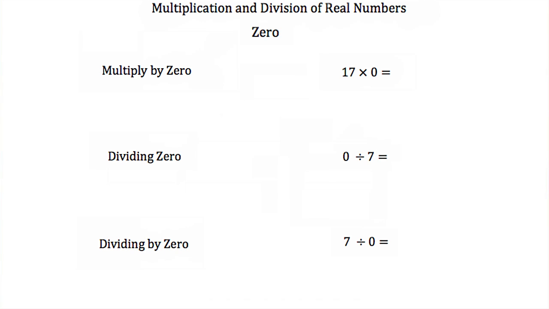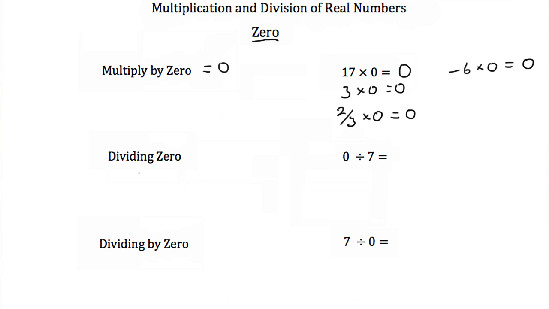The last thing we're going to discuss in this tutorial is 0. 0 is a special number when it comes to multiplying and dividing. If we multiply anything by 0, it always equals 0. So 17 times 0 would be 0. If we had 3 times 0, that would equal 0. 2/3 times 0 also equals 0. Even negative numbers, negative 6 times 0 is equal to 0. If you multiply anything by 0, it will always equal 0.